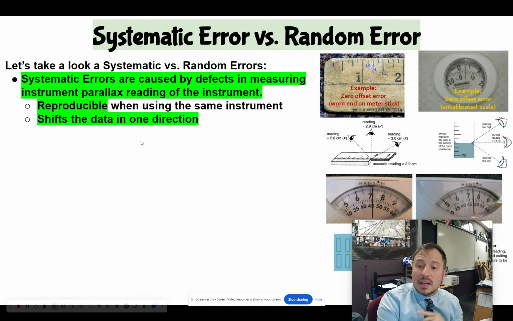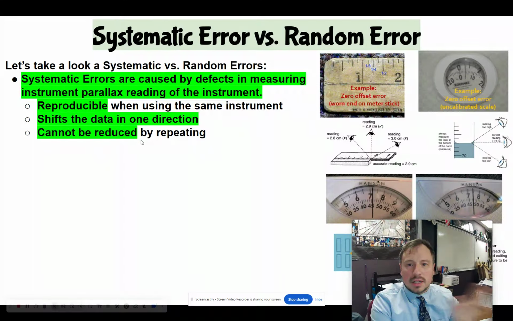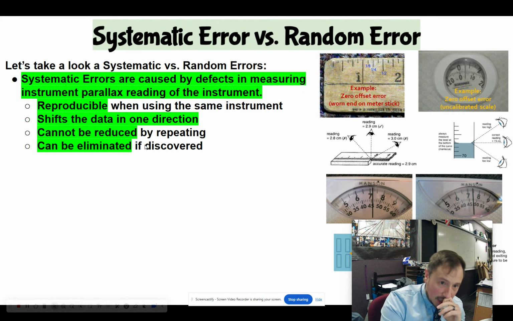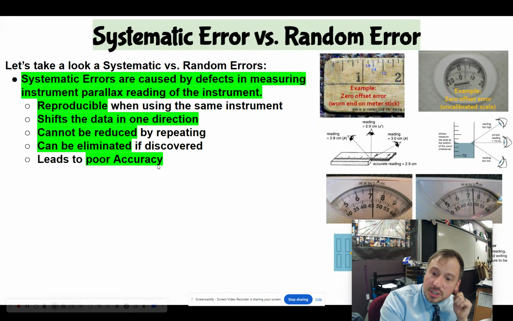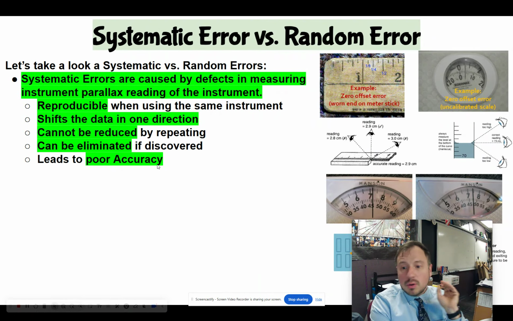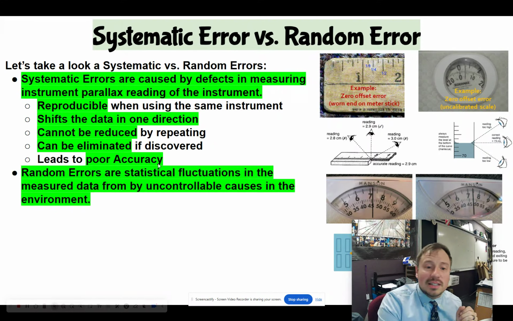It shifts the data in one direction. If you're talking about a scale, it's going to measure 10 pounds heavier every time if that's what the offset is. It cannot be reduced by repeating. You're always going to have that error, but it can be eliminated if discovered. So you could read the instrument correctly, or you could replace the instrument if it's broken. And this leads to poor accuracy. I'm throwing darts at a dartboard, hitting the same spot, but it's not close to that accepted result.